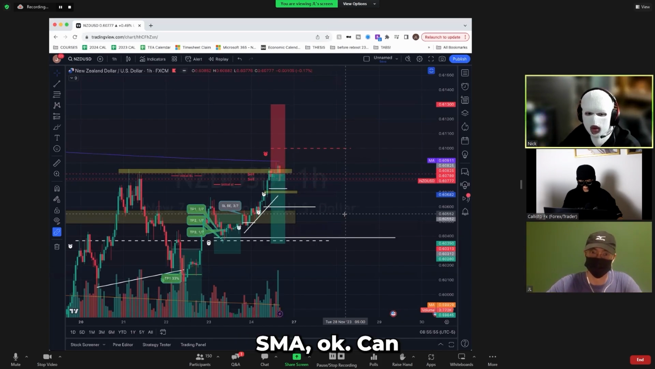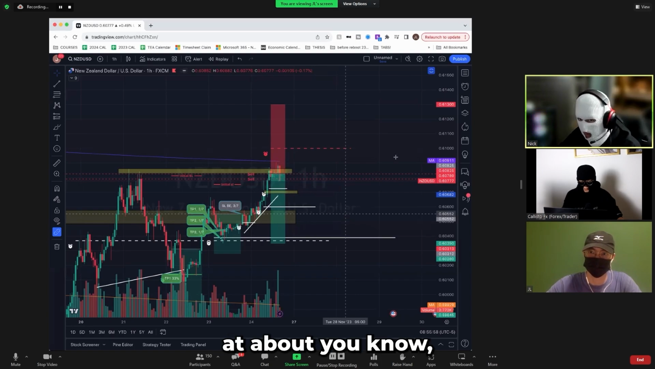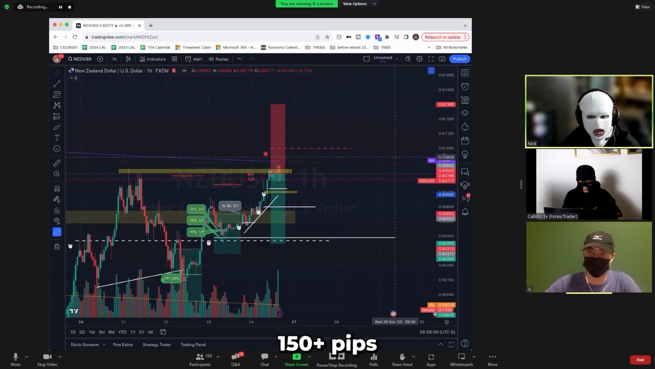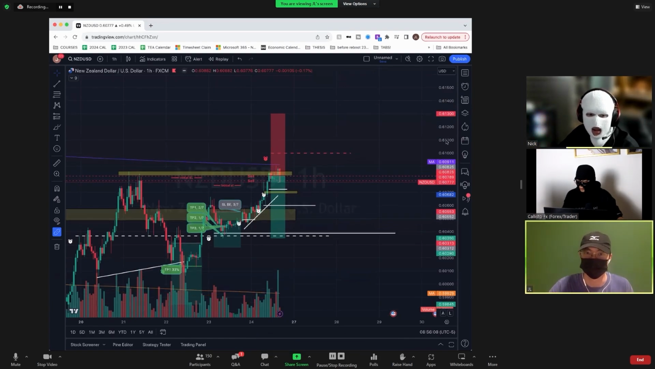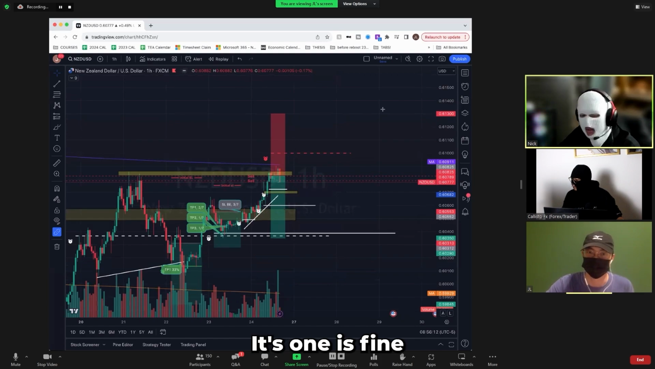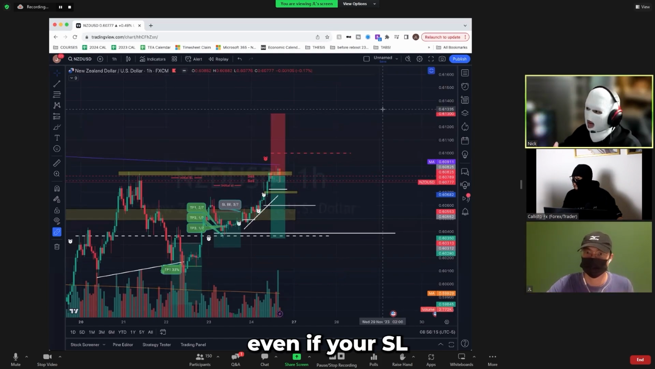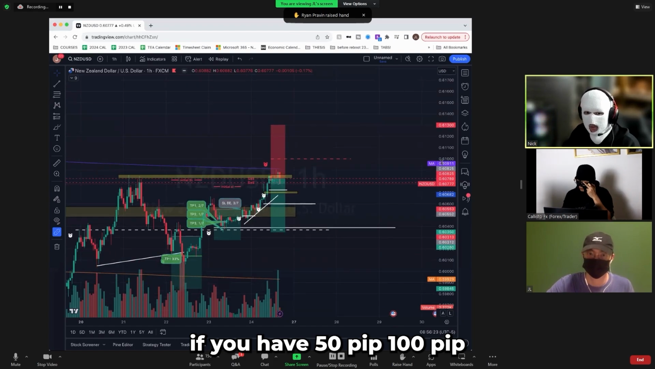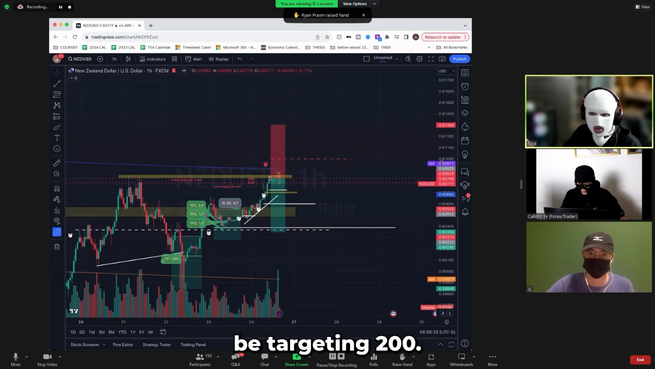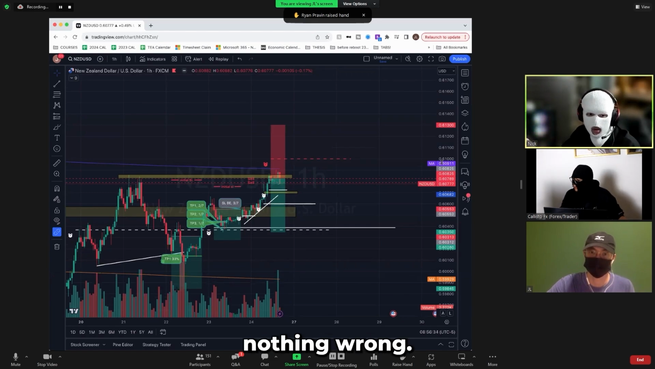SMA, okay. So your stop loss is pretty huge at about 100 plus pips. 100 plus, man? I thought 50. No, 50. Yeah, 50. So I'm just going with the Williams guide. So it looks a bit far, I get it. But that's fine. I think it's fine. Even if your SL is far, it's okay because at the end of the day, as long as you are swing trading, it doesn't matter if you have a 50 pip or 100 pip SL, because you can be targeting 200, 300 pips, right? If you're a swing trader, then that is your strategy. There is nothing wrong with having a large SL. There's absolutely nothing wrong.